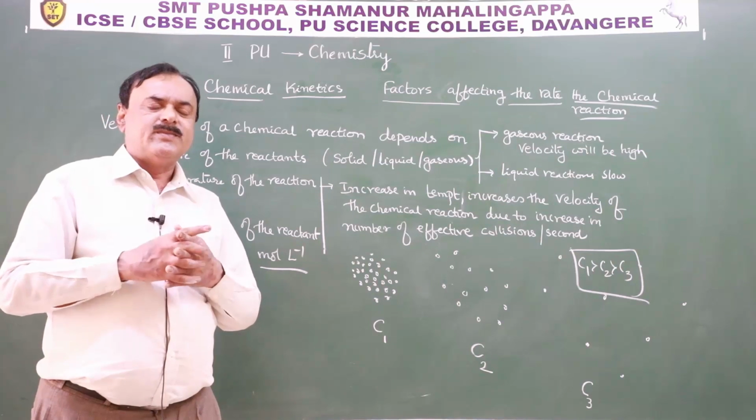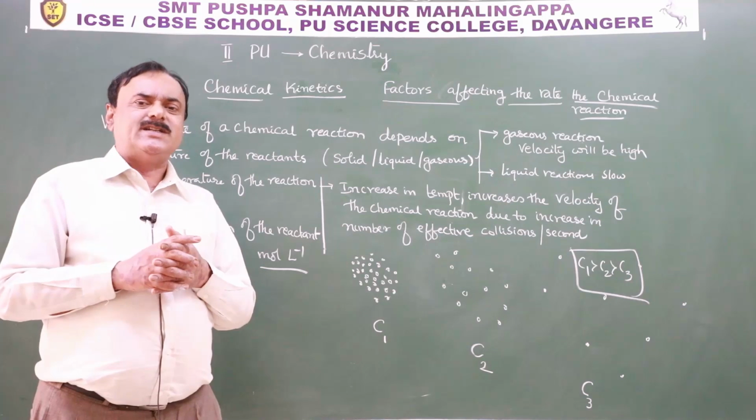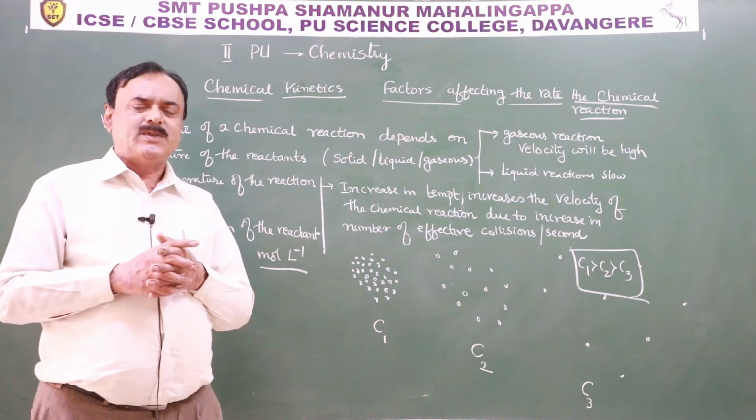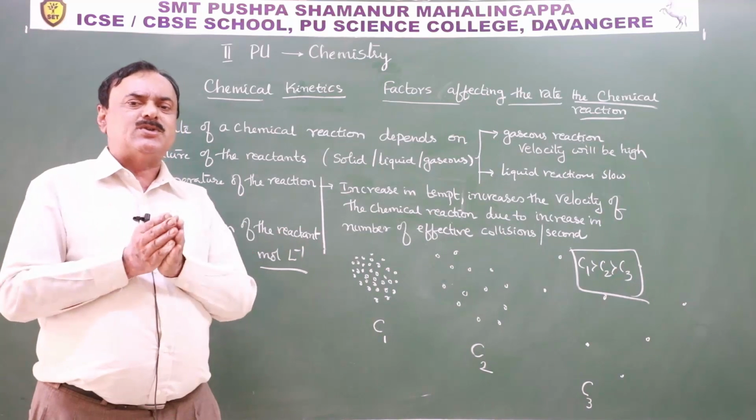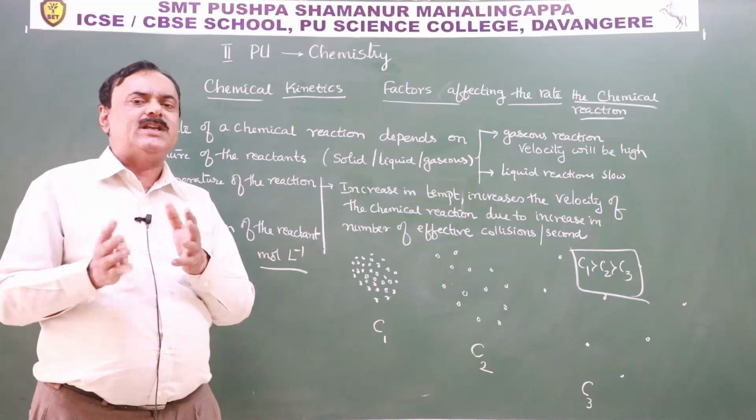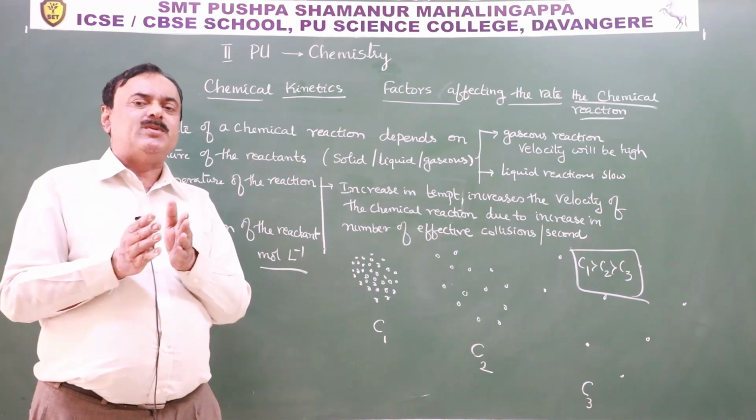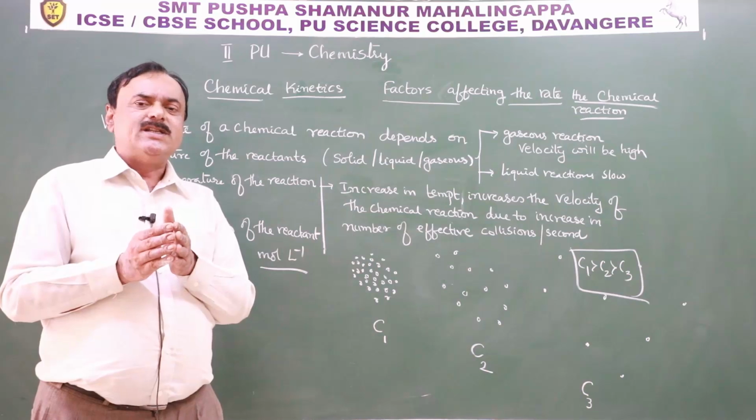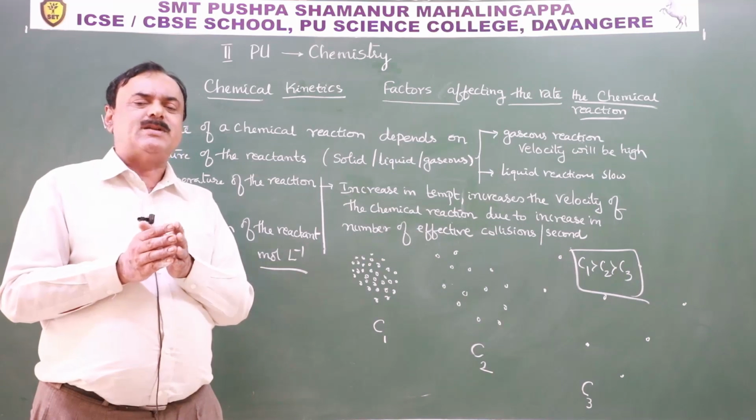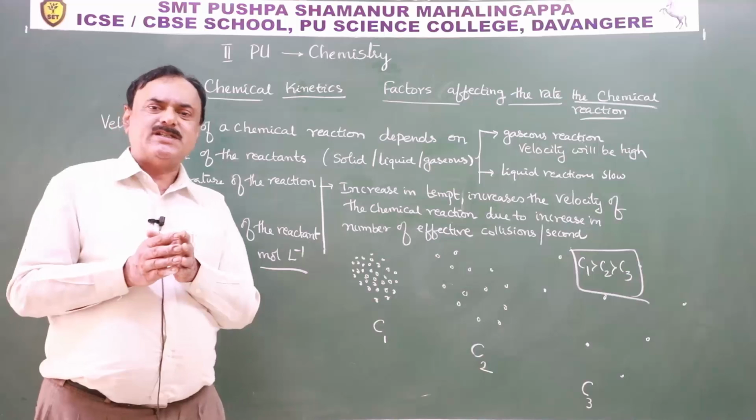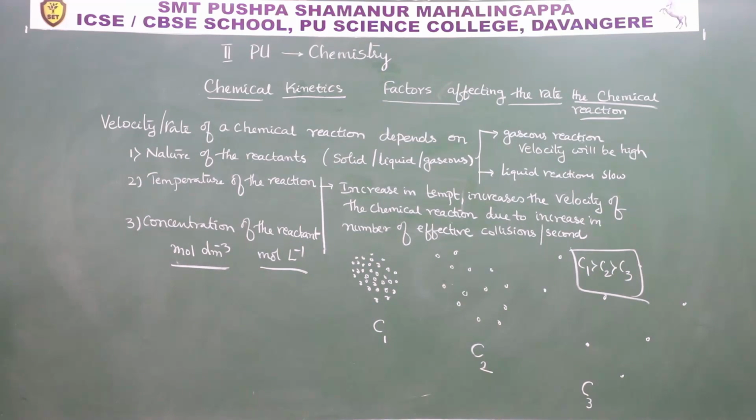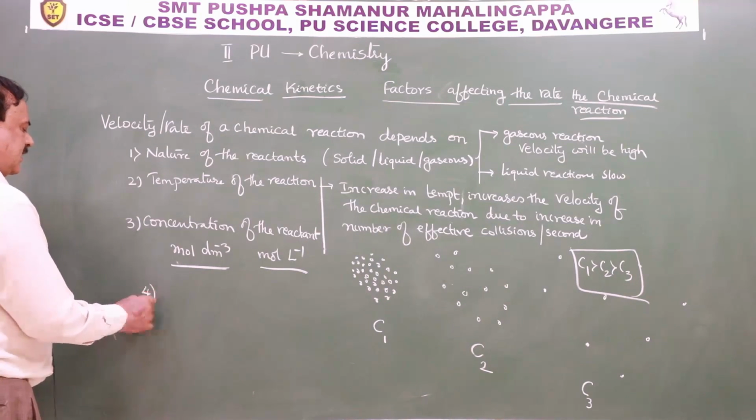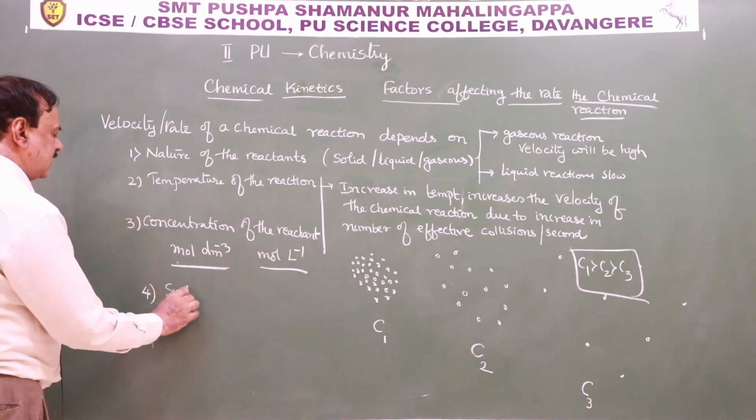In case of gaseous reactants, partial pressures are used. Because when pressure increases, the partial pressure increases, and the molecules come close together. When molecules come close together, only then do they hit one another, and the collision rate will be more. Therefore, for gaseous reactions, whenever the partial pressures are more, the velocity of the chemical reaction is more. In case of liquid reactions, whenever the molar concentration increases, the velocity of the chemical reaction will be more. Is it clear? Then the fourth one, that is the surface area of the reactant.